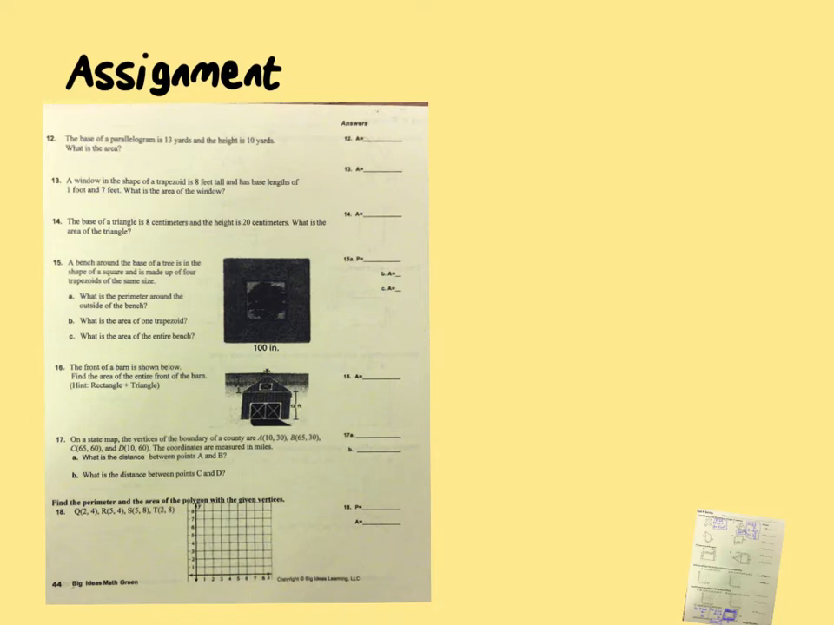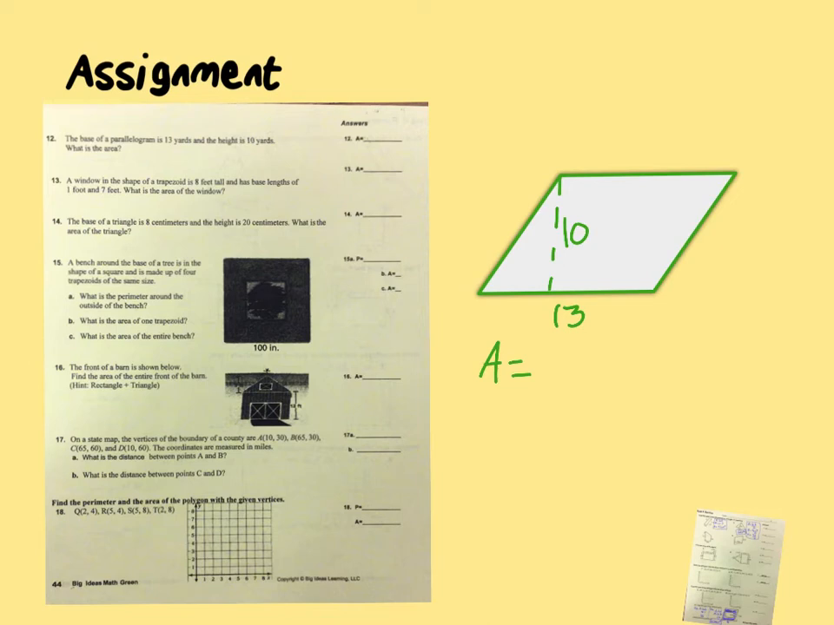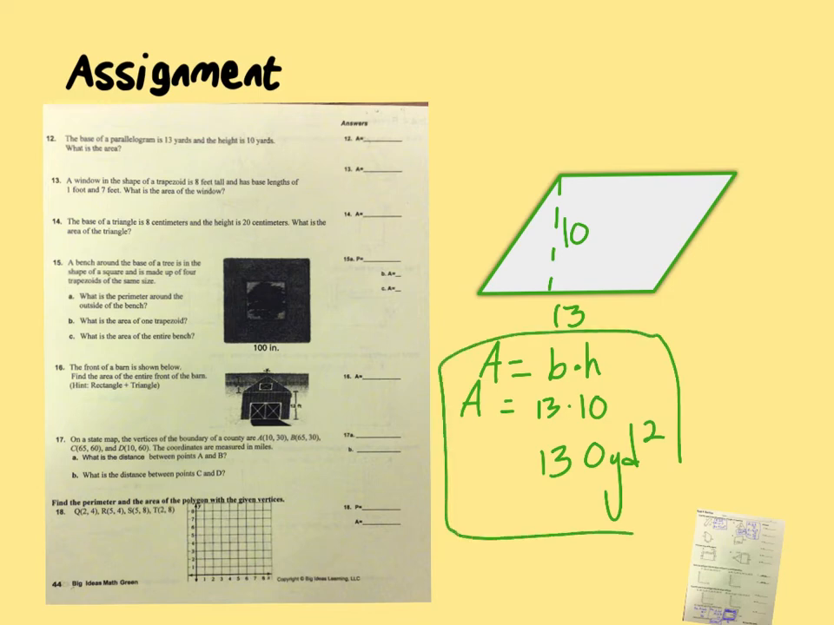So I'm going to draw a parallelogram. So here we go, parallelogram. There we go. And we have a base of 13. And we have a height, which is this part, of 10. So we're going to use area equals base times height. Our base is 13. Our height is 10. We're going to go 130 yards squared. So if you have those things, you'll get full credit. Okay, so give those a try.